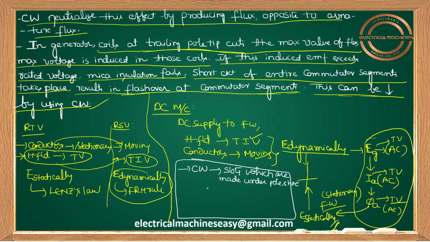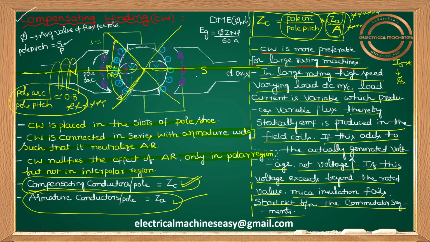Next, the compensating winding is connected in series with the armature winding, the second point. And the compensating winding reduces the demagnetizing effect indirectly, because this compensating winding is placed along the polar region. So whatever flux is reduced under each pole, that effect is overcome here because it is neutralizing armature reaction itself. It is opposing your armature flux, which is responsible for armature reaction. So indirectly the compensating winding neutralizes armature reaction along the polar region.